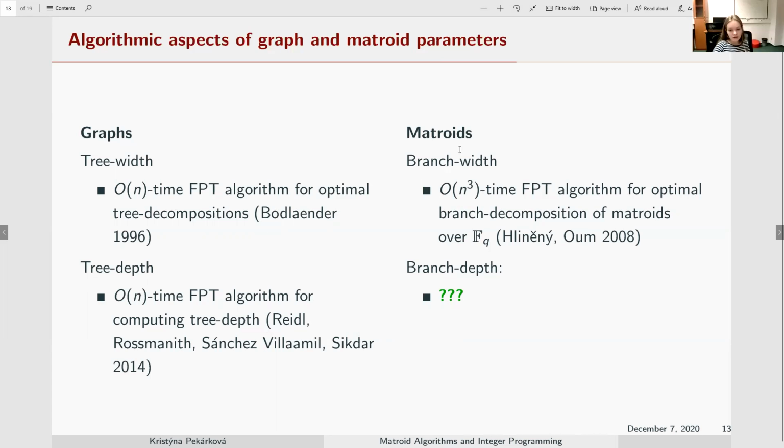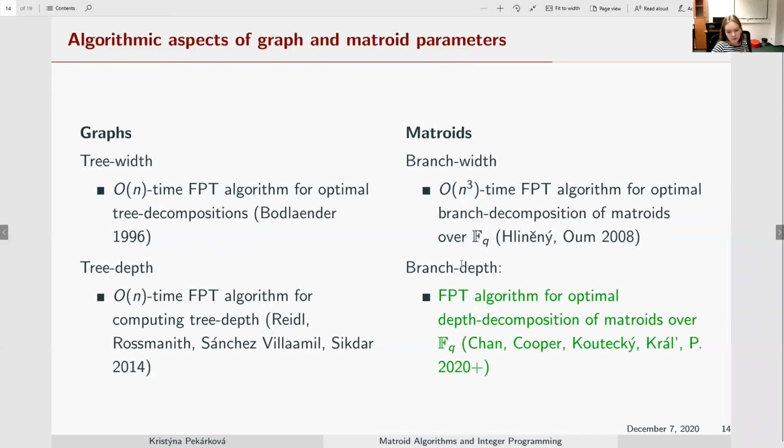As for matroids, a lot of decision problems on these involve the parameter branch-width, and rather than just giving here the definition, which is quite technical, let me just say that this is sort of analogous to the graph tree-width. And for this parameter, we have a cubic time FPT algorithm for computing optimal decompositions of matroids over finite fields by Hliněný and Oum. One of our paper's goals was to find an analogous result for the parameter of branch depth, as I've introduced it before. We have shown that there exists an FPT algorithm for computing optimal decompositions of matroids over finite fields.